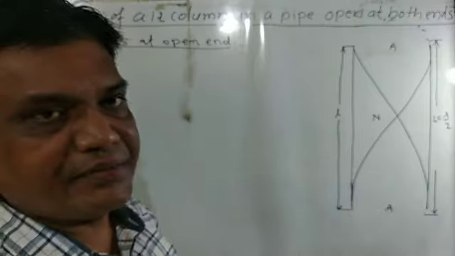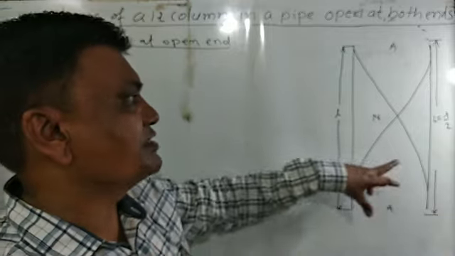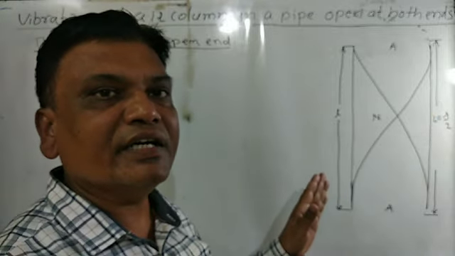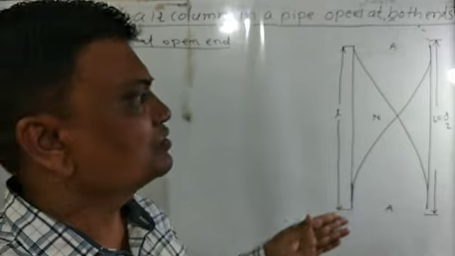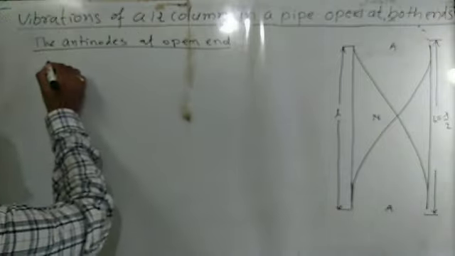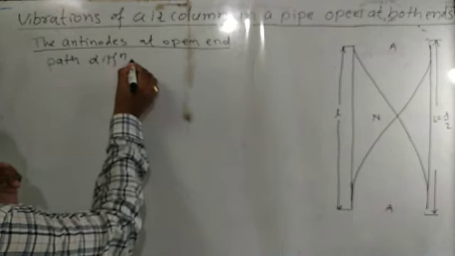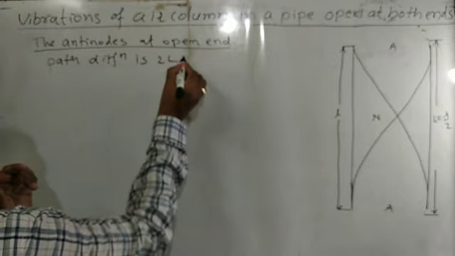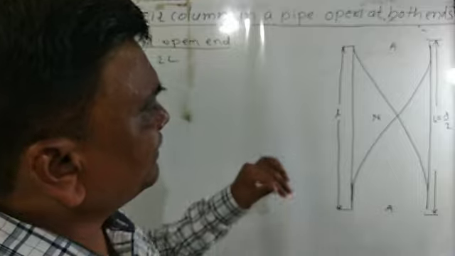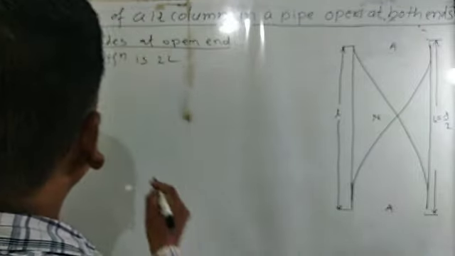So during this time the path difference is twice L, because L and there the second reflection takes place, so the path difference is twice L. Now if we consider the first mode of vibration.